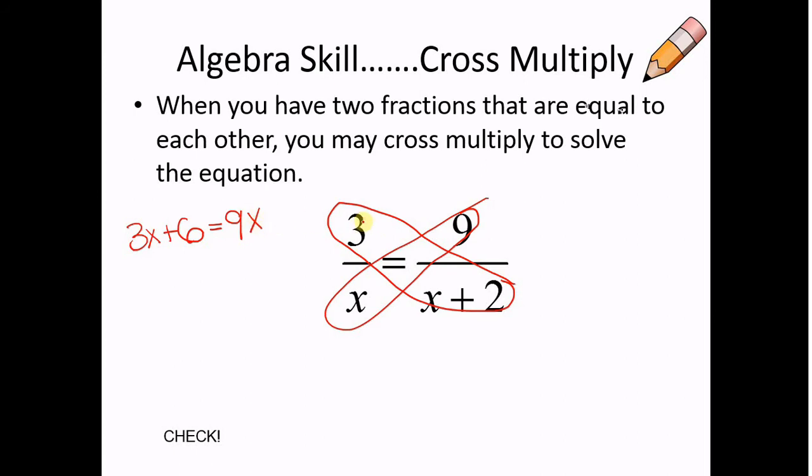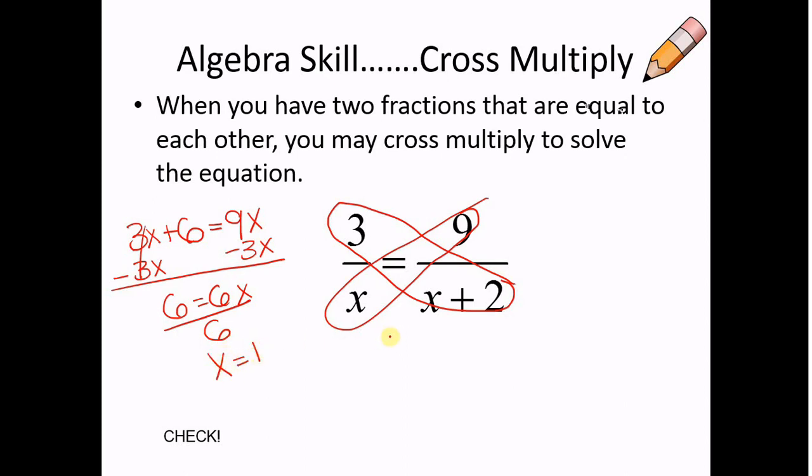Well, now we actually have to solve for x. So now it becomes just like a problem we were doing at the beginning of the year. So we're going to subtract 3x from both sides. And I'll get 6 equals 9x minus 3x is 6x. Get x alone, divide by 6. I'm going to get x equals 1.